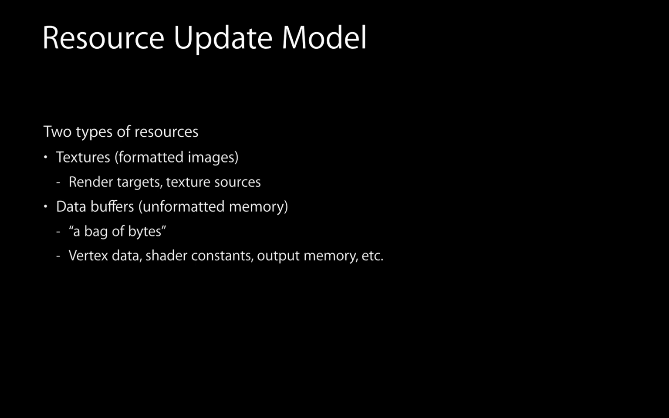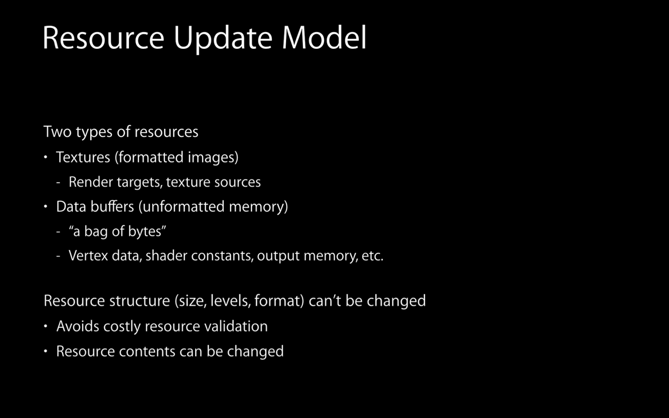There are two different types of resources for you to use in your application. The first is textures, which are simply formatted image data that you use for rendering, for source data, or for rendering destinations. And there are data buffers, which are essentially unformatted ranges of memory. You can think of them like just a bag of bytes to store your vertex data, your shader constants, any output memory from your GPU workloads.